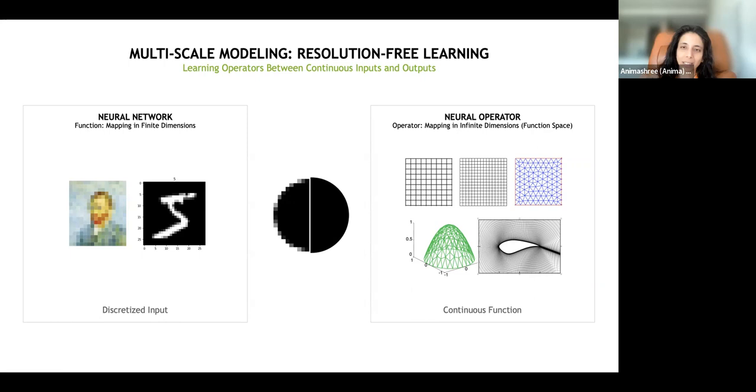So is there a method that we can design that has these properties? And that's why we call this a neural operator, because it's learning this operator that maps between these continuous domains, rather a continuous function between these domains, rather than just a finite dimensional space.